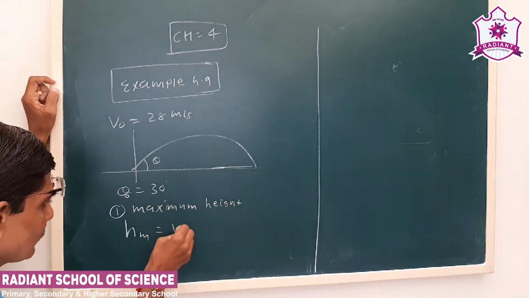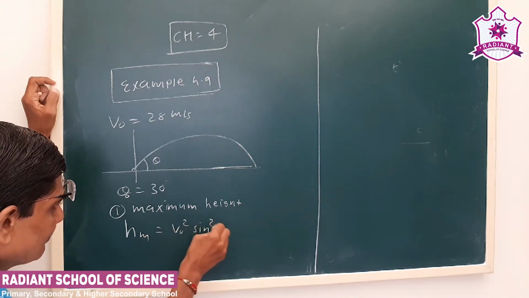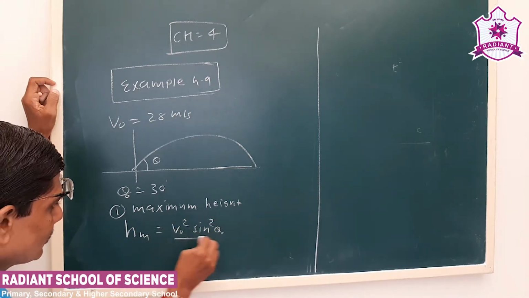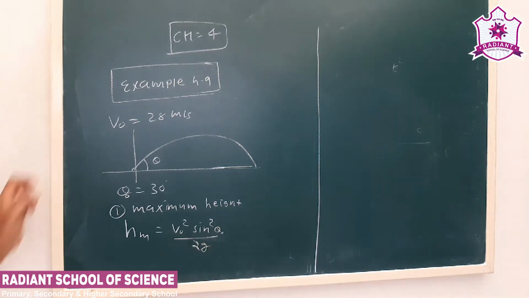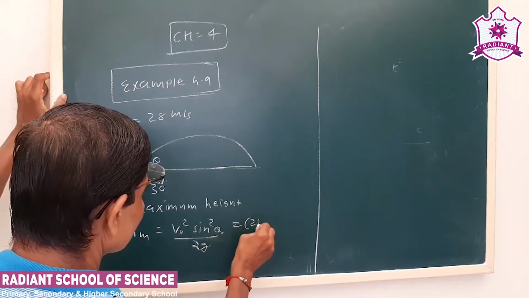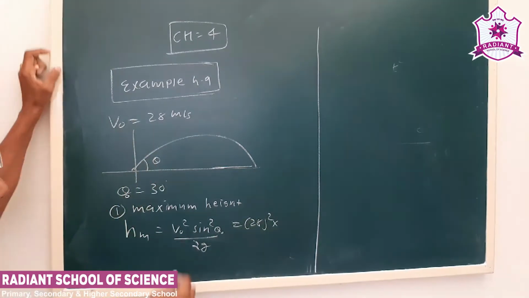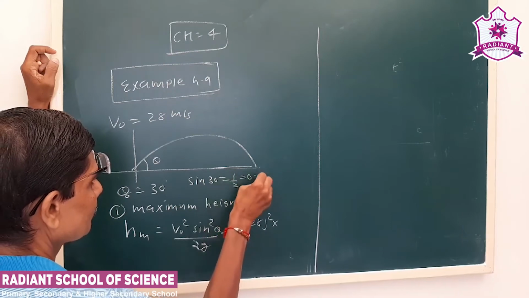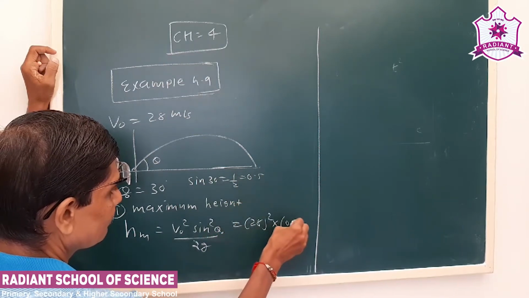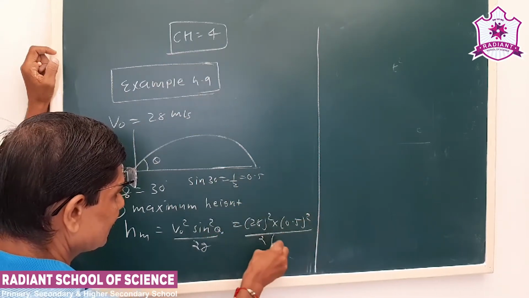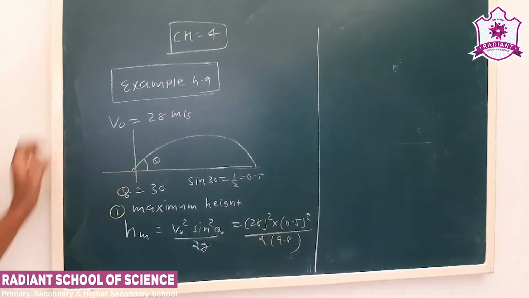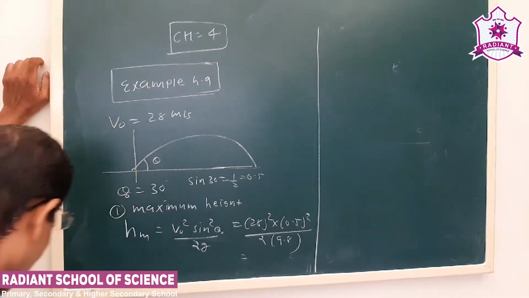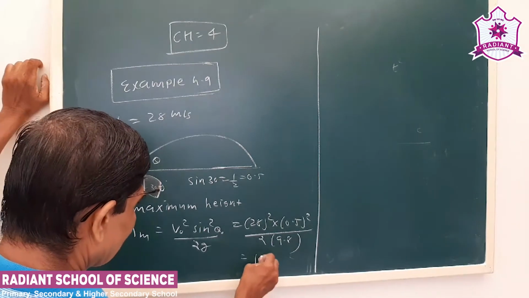For a projectile we derive the equation h equals v0 square sine square theta 0 upon 2g. v0 is 28, theta is 30, sine 30 is 1 by 2, so sine square theta is 0.5 whole square, and g is 9.8. That will give the value of h equal to 10 meter.